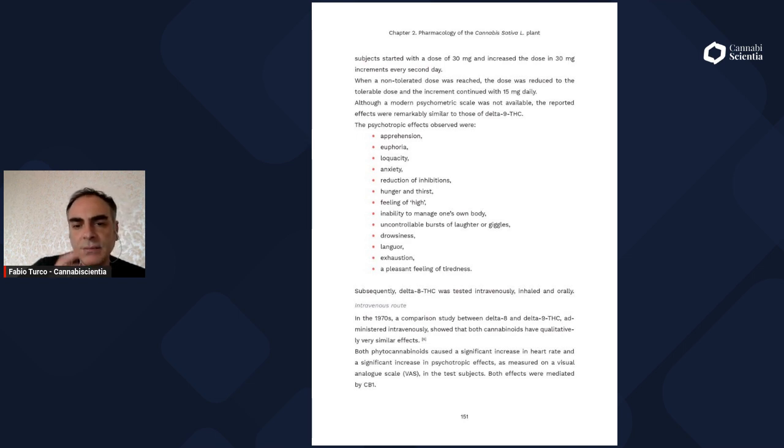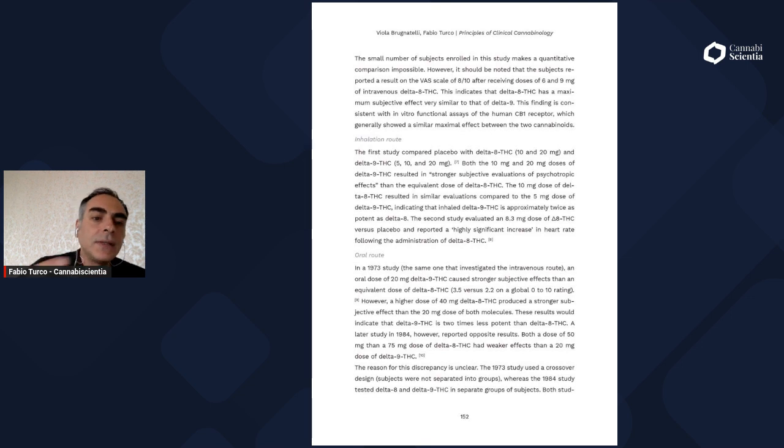So the effect after intravenous administration was similar between these two compounds. But the small number of subjects enrolled in this study makes a quantitative comparison impossible. However, it should be noted that the subjects reported a result on the VAS scale of 8-10 after receiving doses of 6 and 9 mg of intravenous Delta-8-THC. This indicates that Delta-8-THC has a maximum subjective effect very similar to that of Delta-9.